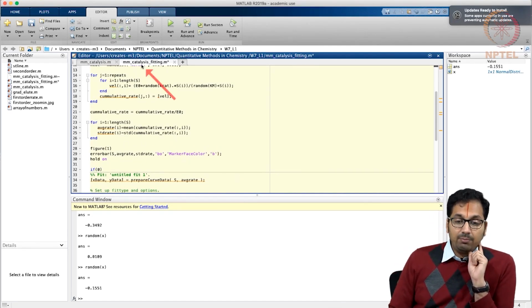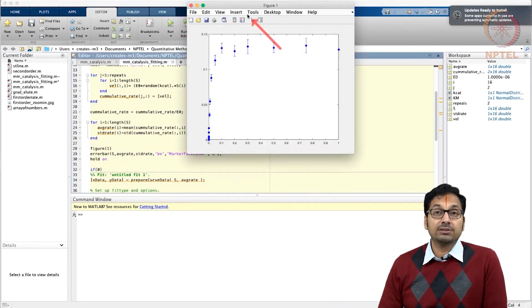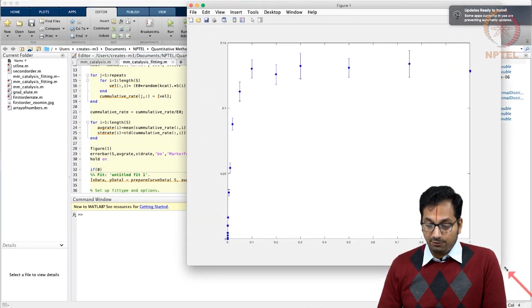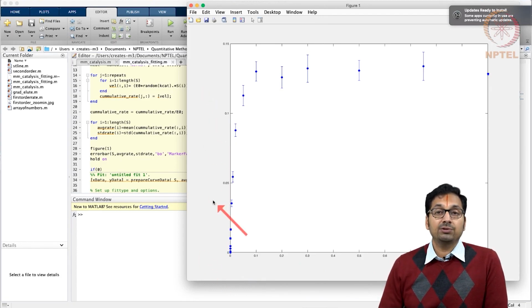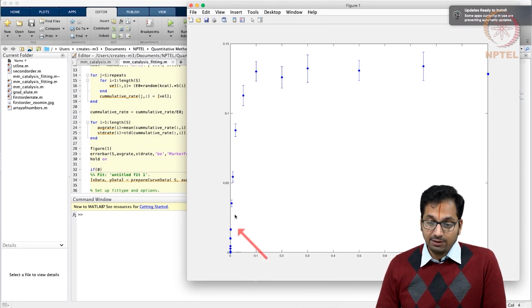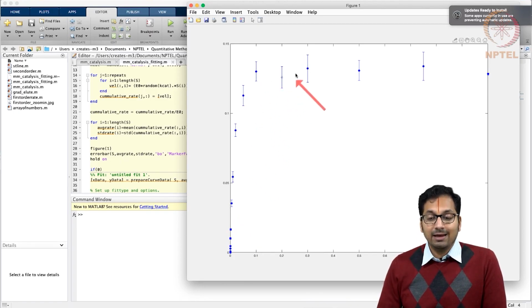So all I am doing is to plot this figure. So let's see how it looks. So there you go. What you are able to realize is that as a function of substrate concentration, you have measured the rate normalized to the concentration of the enzyme, and you are nicely able to see that every data point has its own random error.